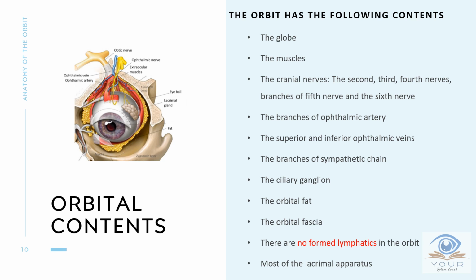It has the globe, the muscles, the cranial nerves, branches of the ophthalmic artery, superior and inferior ophthalmic veins, branches of sympathetic chain, the ciliary ganglion, the orbital fat, the orbital fascia. It is to be remembered that there are no formed lymphatics in the orbit, most of the lacrimal apparatus. All these things will be discussed in detail in further videos. So this is just a brief as to what all we'll be discussing in the future.